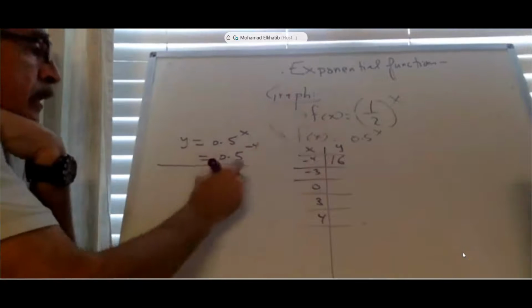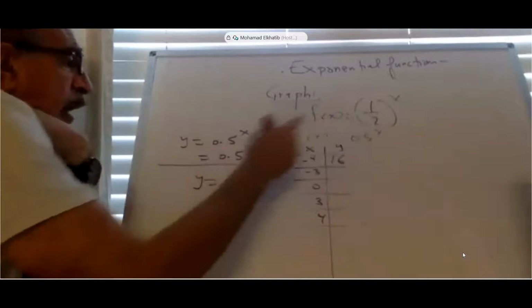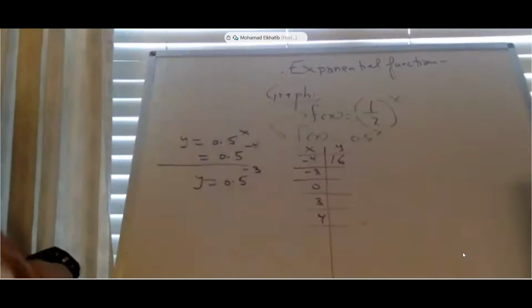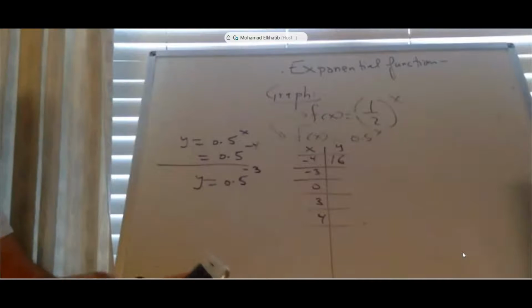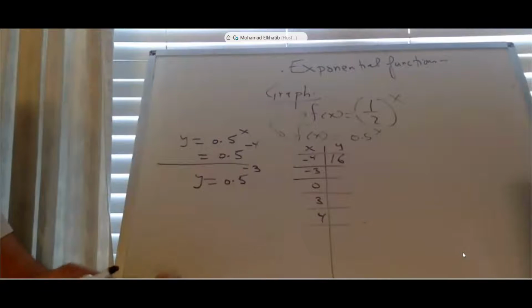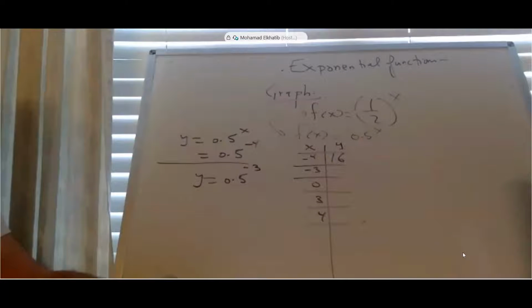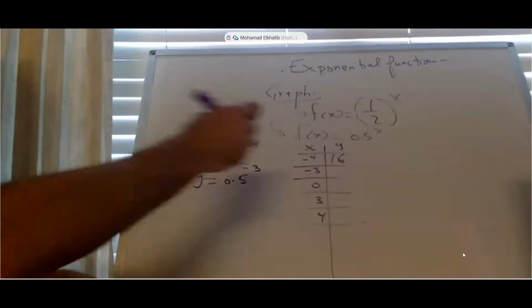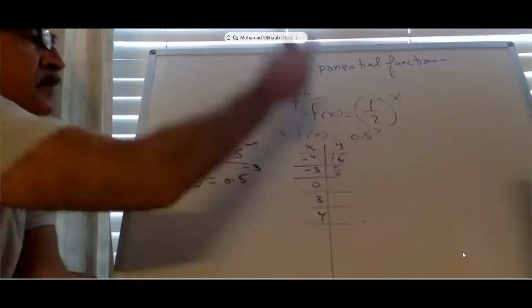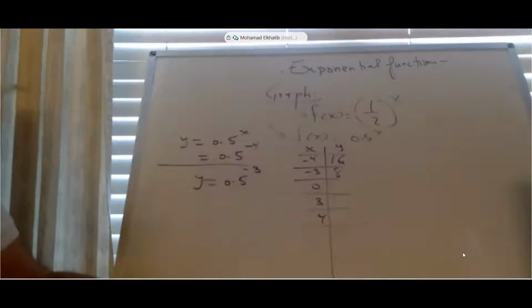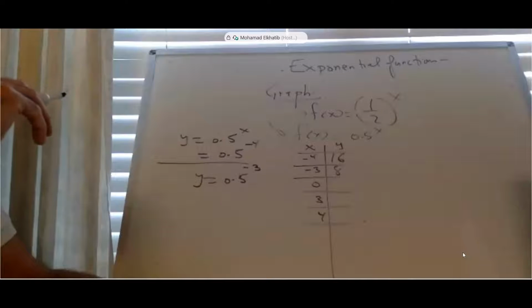Okay, now what is x now? -3. So everywhere I see x here, I'm going to put -3. So I go to the calculator. I'm going to put 0.5. Remember, you're going to have a calculator to do the homework. Raised to the power -3. I get 8. Did everybody get 8? Yes.